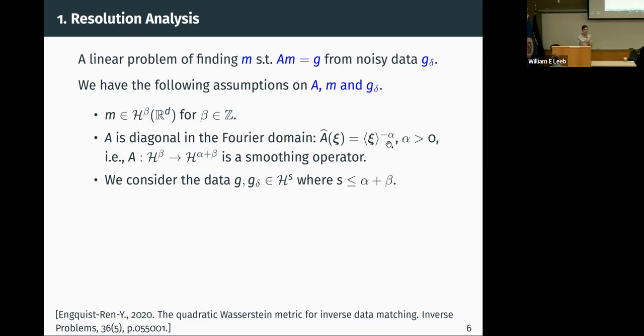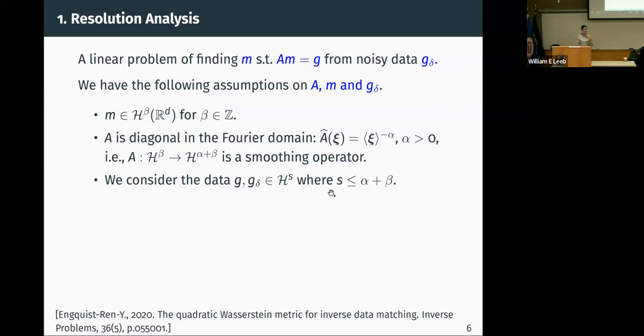For the Radon transform, alpha is about a half. For the wave equation, it's about 1. But for the Calderon problem, which is an elliptic inverse problem, alpha is 2. So the Calderon problem is usually the worst stability case in our concept of PDE-based inverse problems. Okay, now the third assumption is on the data. Since A will turn H beta to H alpha plus beta, I can just put the data in any space that it belongs to. So as long as s is smaller than or equal to alpha plus beta, I'm fine, because I'm in a metric space that this data will belong to, because smaller H s usually means a bigger space.